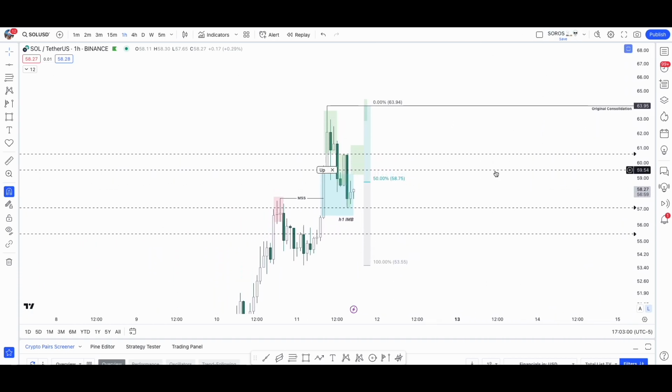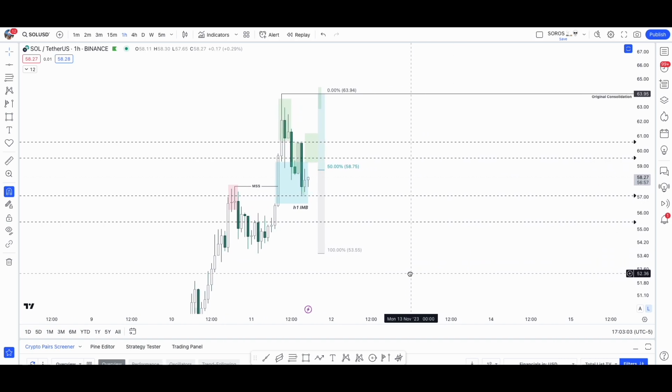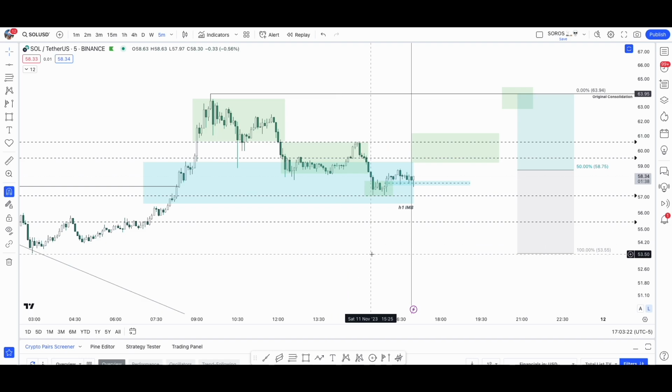Now, on that 1 hour chart, the way I'm sizing it up is market structure shift, tag that daily order block, and then push down into this 1 hour imbalance. So when I'm looking at the 1 hour time frame alignment on a market maker model, the alignment is always 1 hour to 5 minute. So then what you could do is pop it into the 5-minute chart.